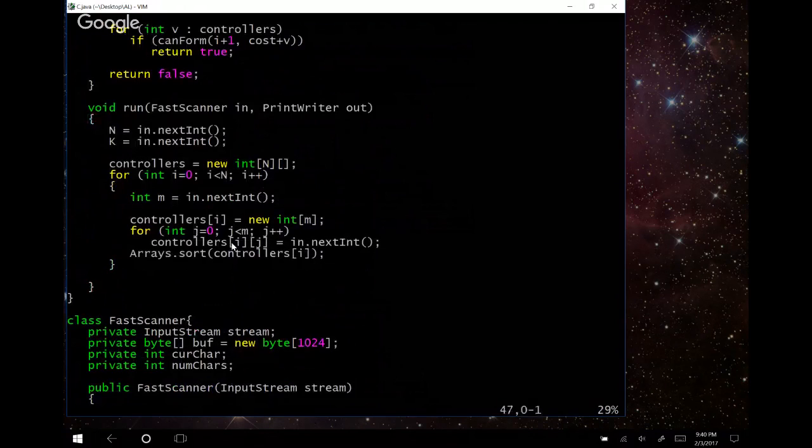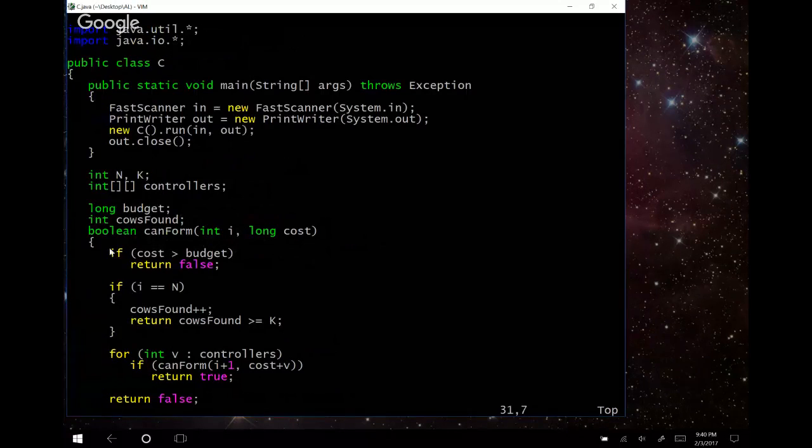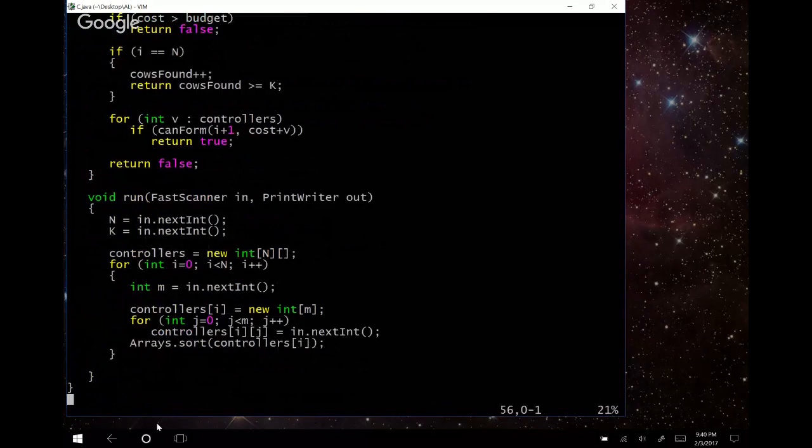I do want to do one optimization here. I want to take the controllers that I currently have and basically make the cheapest one of cost zero. And the reason I want to do that is that'll ensure that I always have a way of forming a cow. If I ever get past this if statement, down this branch of the DFS, I can always find a cow to build.